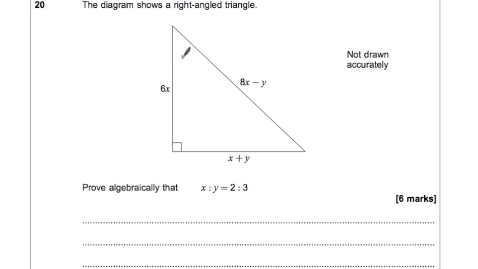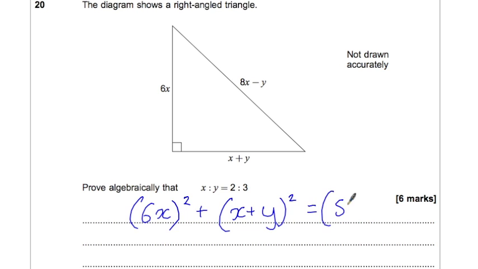I'm assuming because it's a right-angled triangle, we're going to do some Pythagoras-y stuff to it. So let's see what happens if we make that. So we've got to come up with some formula connecting x and y. And if we think about what this means, well, that's equivalent to saying x over y equals 2 over 3. So maybe if we expand all this, we'll get to that.